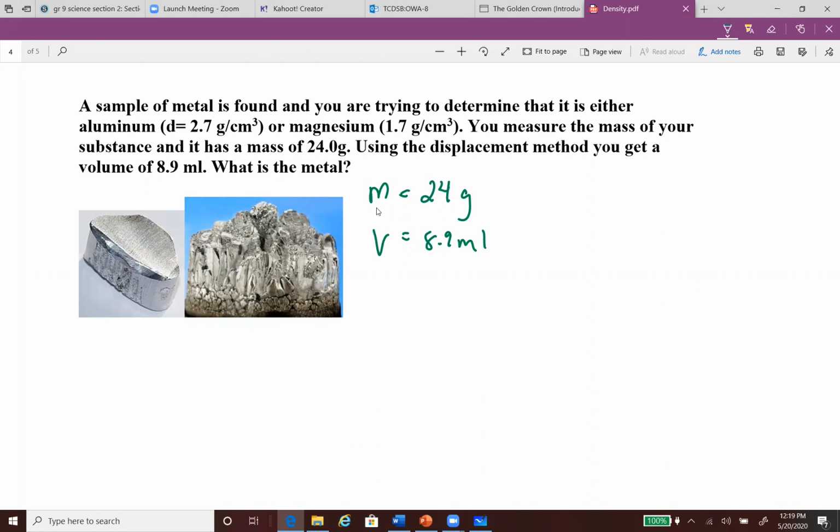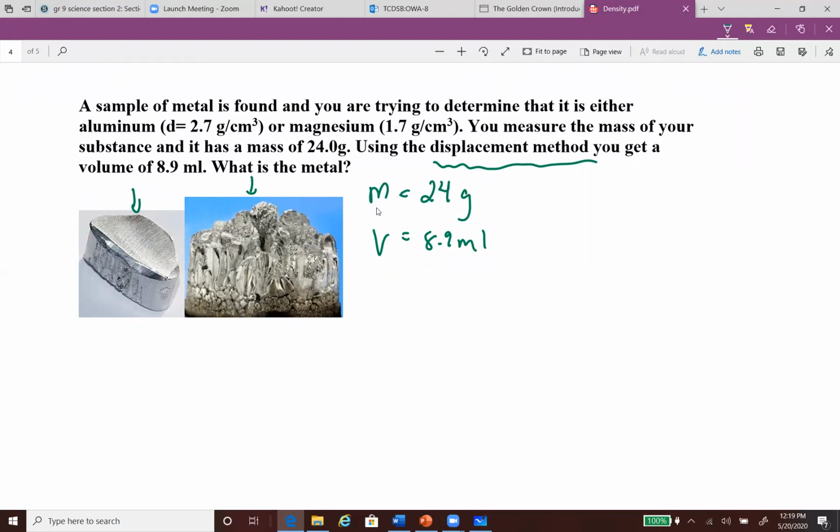Now, there is something in the question that says use a displacement method. So I will mention that really, really briefly. We'll talk more about this on Friday. So here's the problem. If I have an object that looks like this on the left or like the one on the right, how would you get the volume of that?